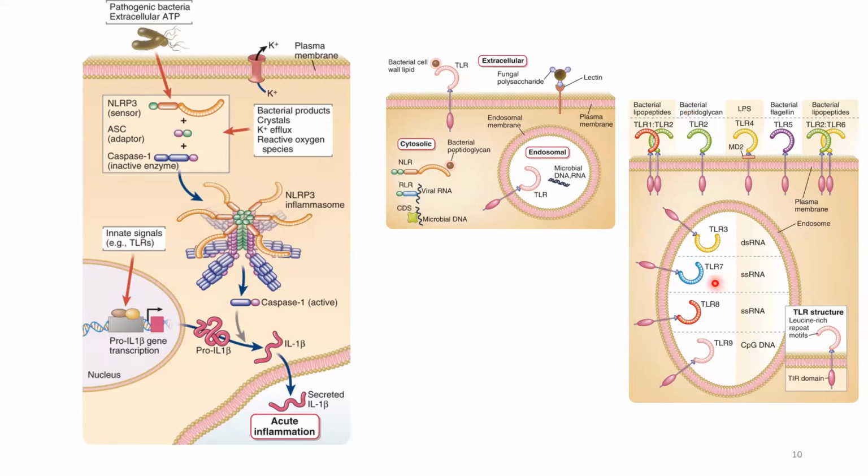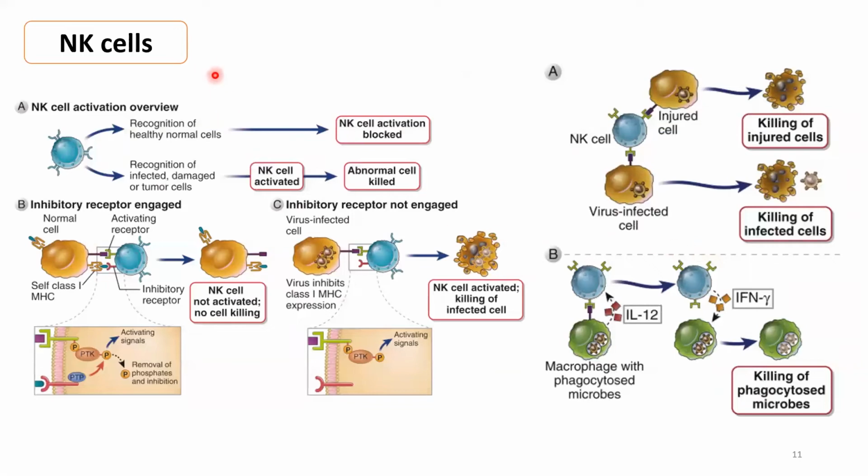But if the bacteria are intracellular bacteria, we also have toll-like receptors and other signaling pattern recognition receptors to recognize intracellular bacteria as well. Okay, and NK cells also play a role in bacterial infection, because NK cells can recognize the infected cells and not only kill the infected cell, but also release interferon gamma to help macrophages.